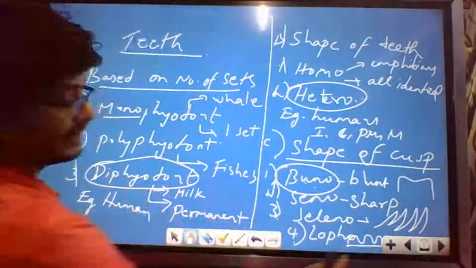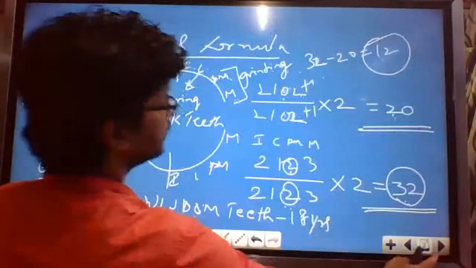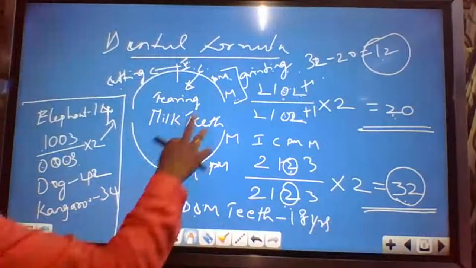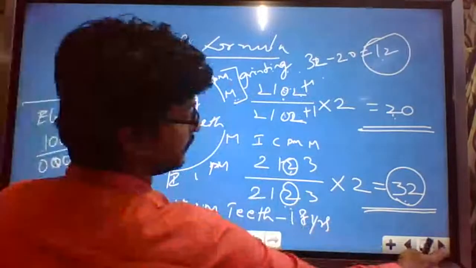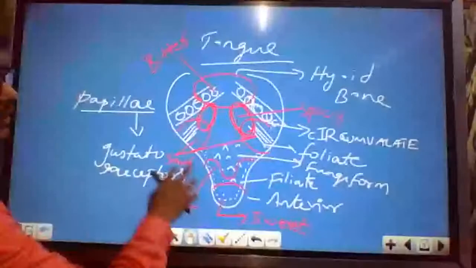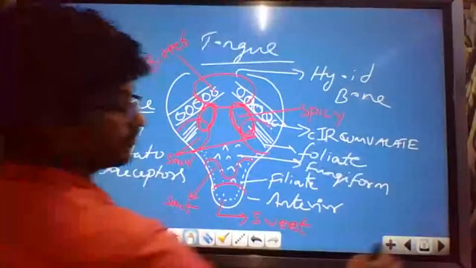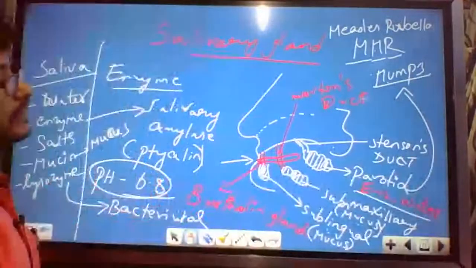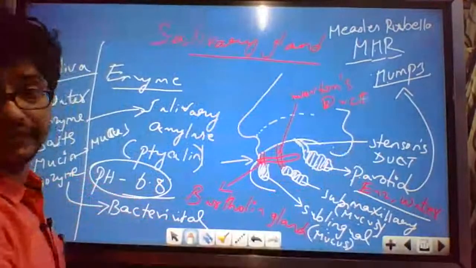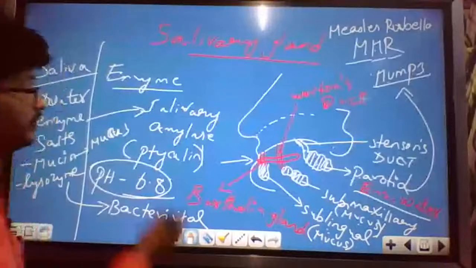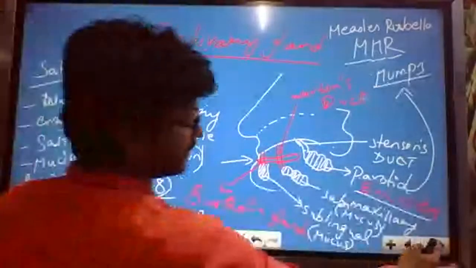So I hope you're clear with these parts. The teeth we have discussed, the classification of the teeth, and the dental formula, like milk teeth and the permanent teeth that we have seen, and the tongue part, the gustatory receptors, how we can identify them. So we discussed the salivary glands and the 3 types of salivary glands, how the saliva is secreted, and what are the components present in the saliva.